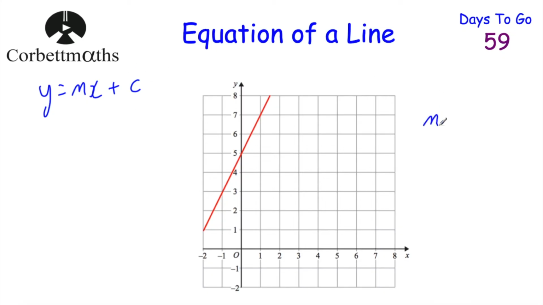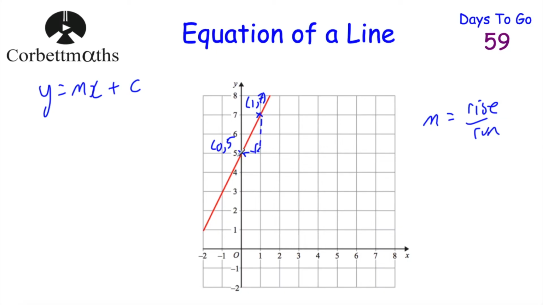So the gradient is rise divided by run. So let's choose 2 points on this line. I'm going to choose this point here, the point 0, 5. And I'm going to choose this point here, the point 1, 7. So I've chosen 2 points. I'm going to make a little right angle triangle.